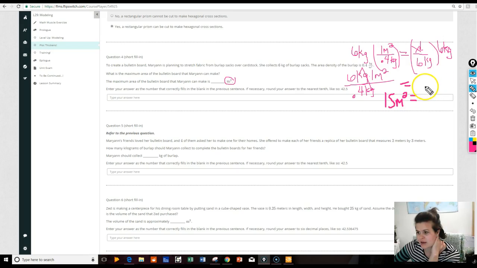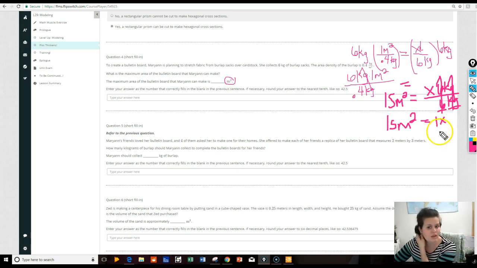equal to x times 6 kilograms over 6 kilograms. Now we can reduce this part down because 6 over 6 is a form of 1. Kilograms over kilograms is a form of 1. So we have 15 meters squared is equal to 1x, or x in math. So Marianne can make a total of 15 meters squared.